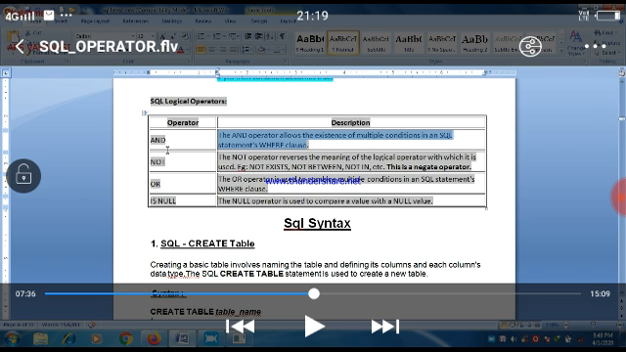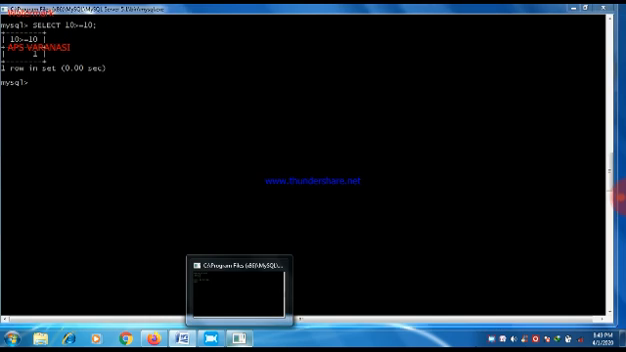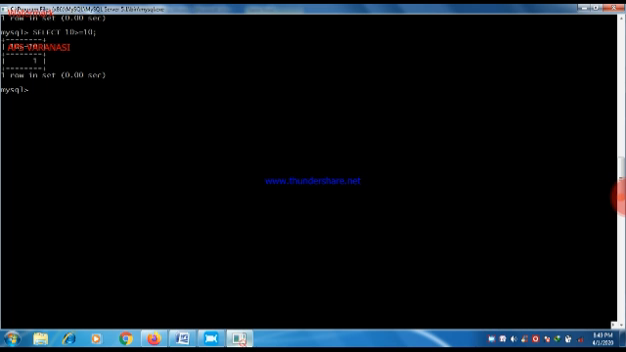So that is the use of the AND operator. Using AND, we can add two or more conditions. If at least one condition is false, the answer is 0. If all the conditions are true, only then the answer will be true. So let us check it.